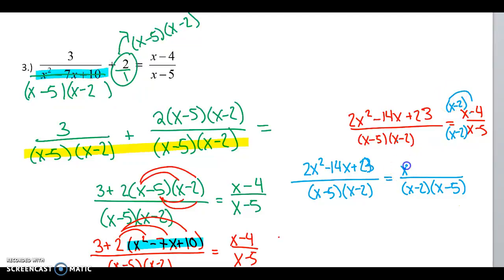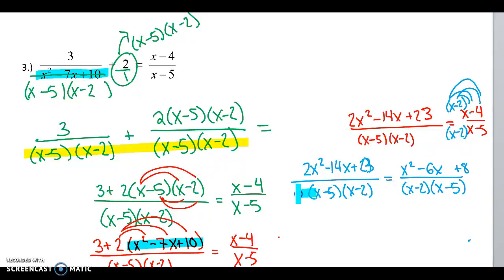So I have x times x gives me x squared, x times negative 4 gives me negative 4x, negative 2 times x gives me negative 2x, and negative 2 times negative 4 gives me positive 8. Negative 4x and negative 2x, you combine those like terms, you get negative 6x. And that's what you should have in the numerator.